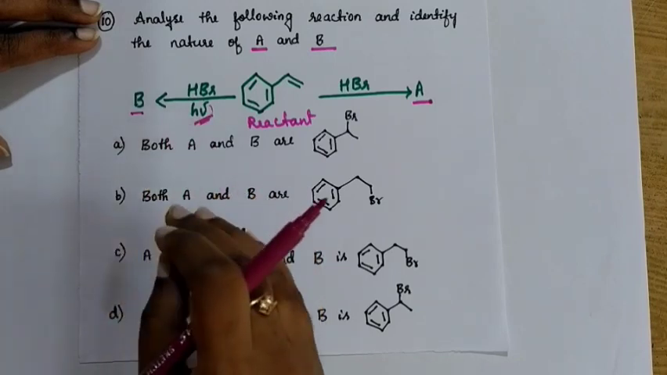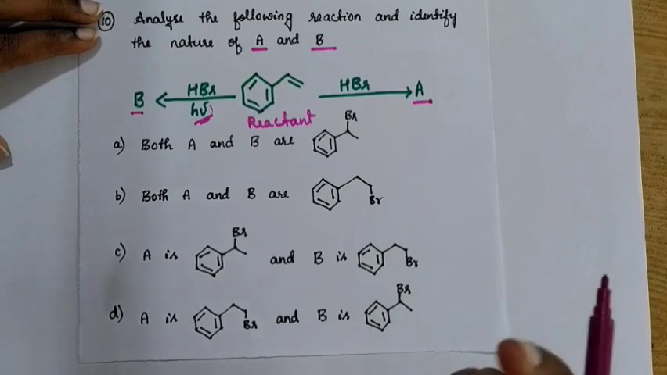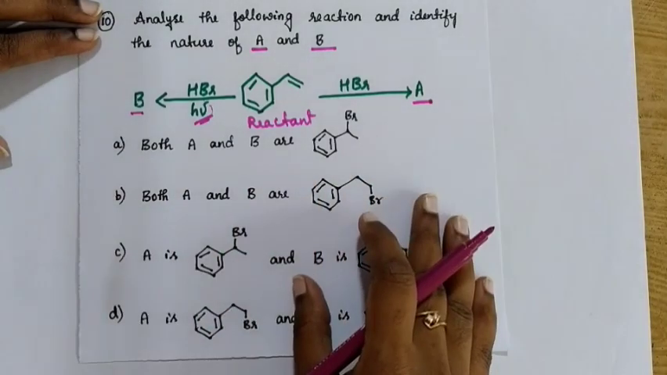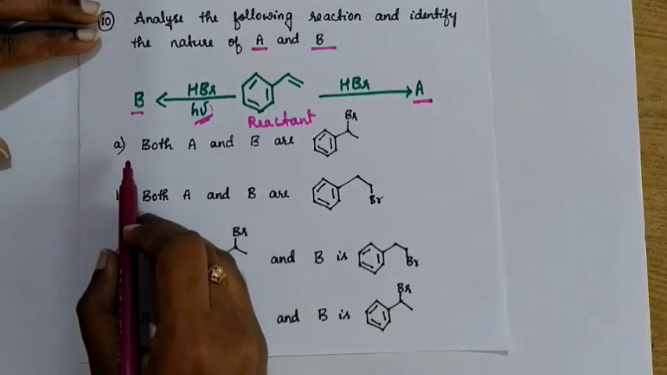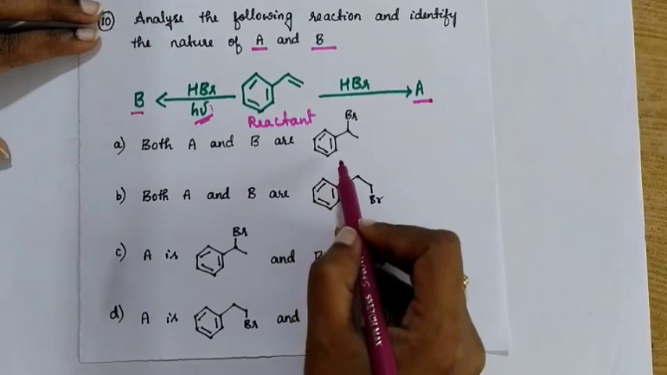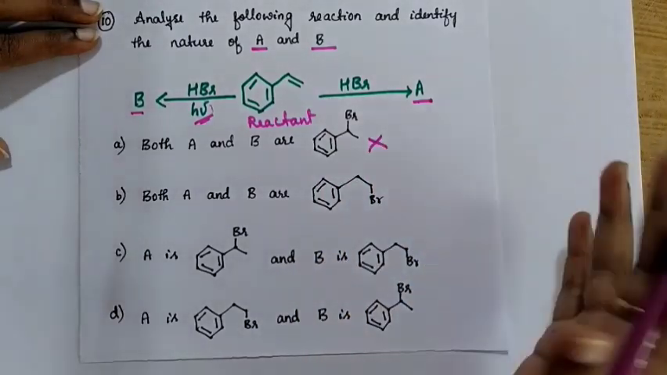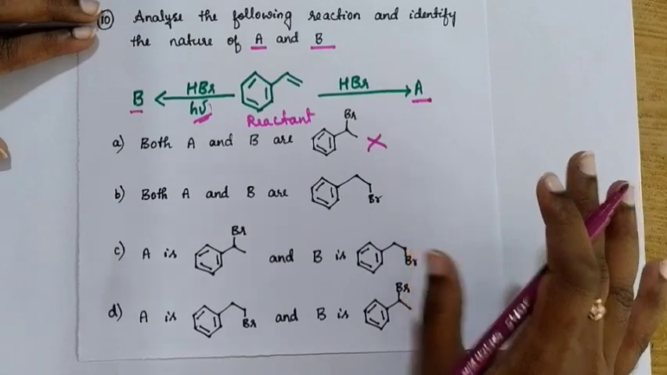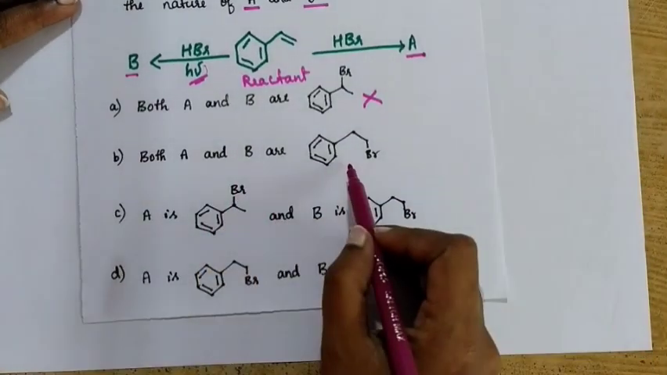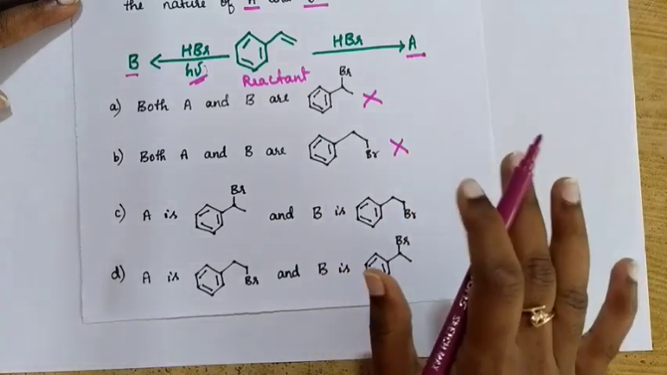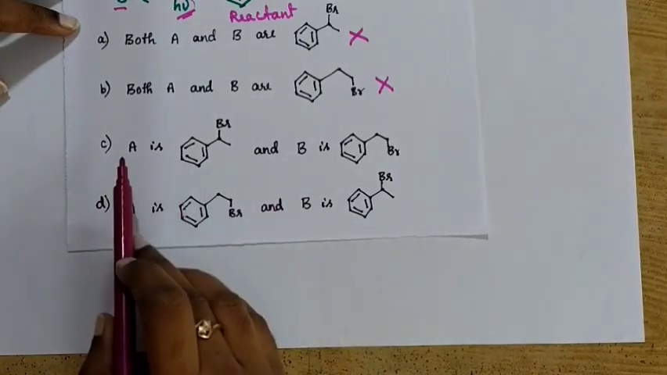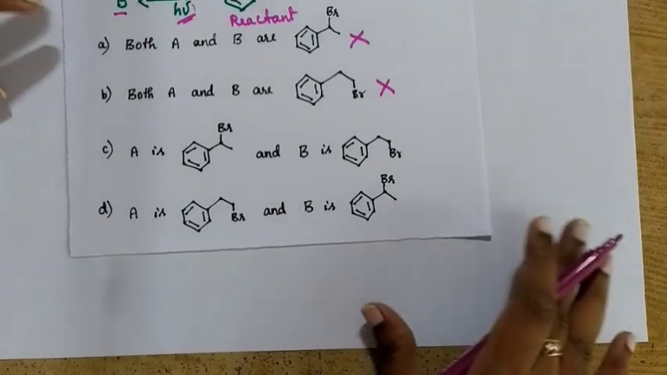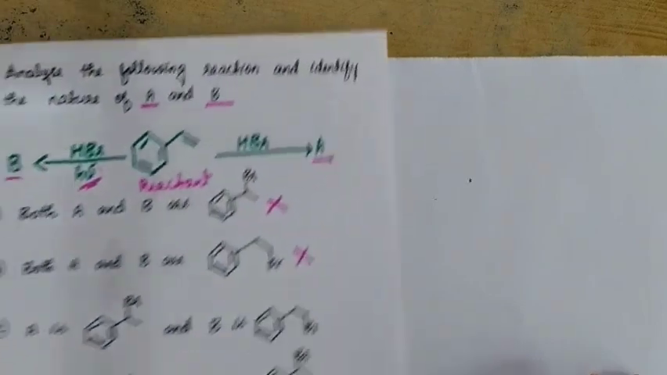So obviously, with the presence of light and without the presence of light, the products are going to be different, no? So definitely A and B are going to be different. So option A, both A and B are the same structure, is wrong, because we will get different products. It is not going to be the same. Correct? And in the same way, both A and B being this product is also wrong because both are not the same, they are different. Now we need to find the answer between C and D. So to find the answer, let us do the reaction for this process. Let me write the reactant first.